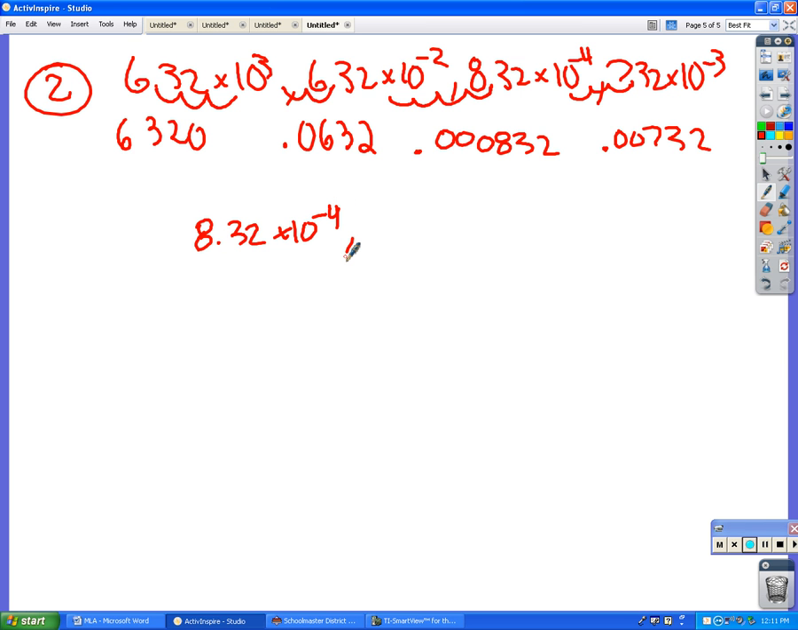What's the next smallest number? The one to the -3rd power, because that gets moved only 3 places to the left. Then this one is 6.32 times 10 to the -2.